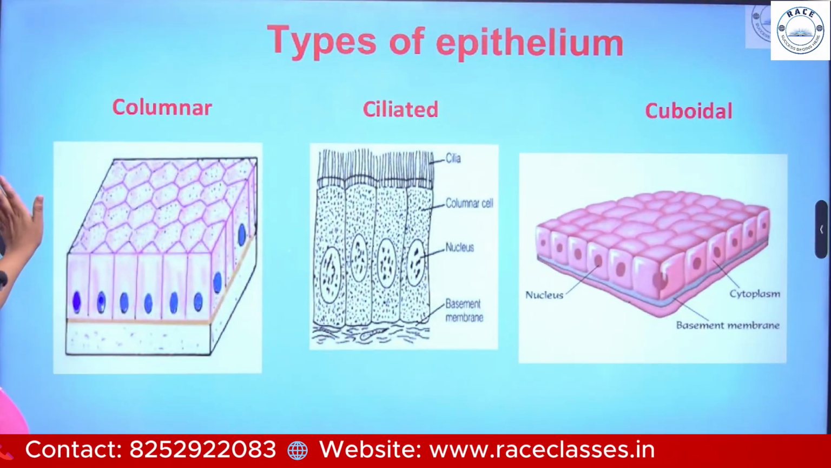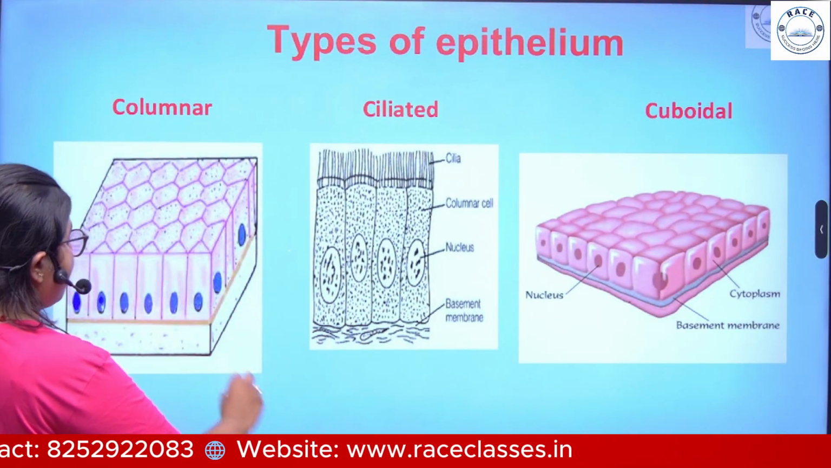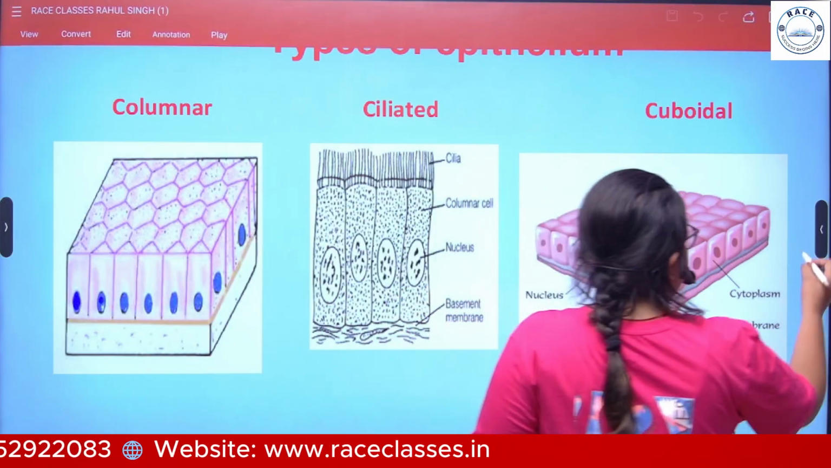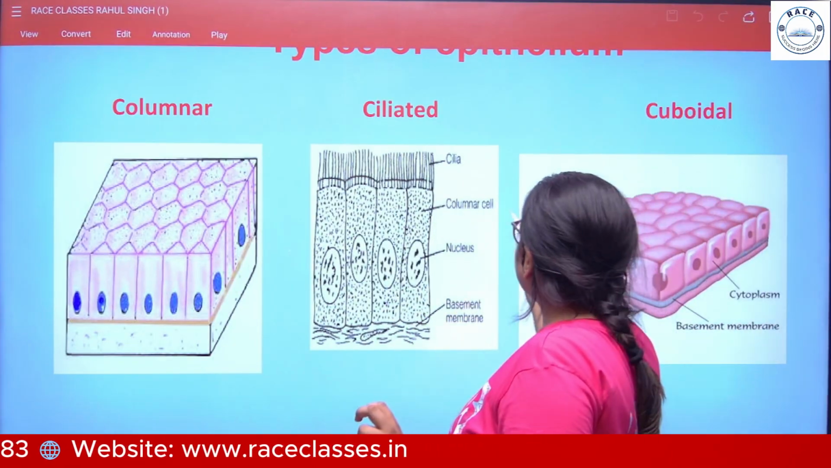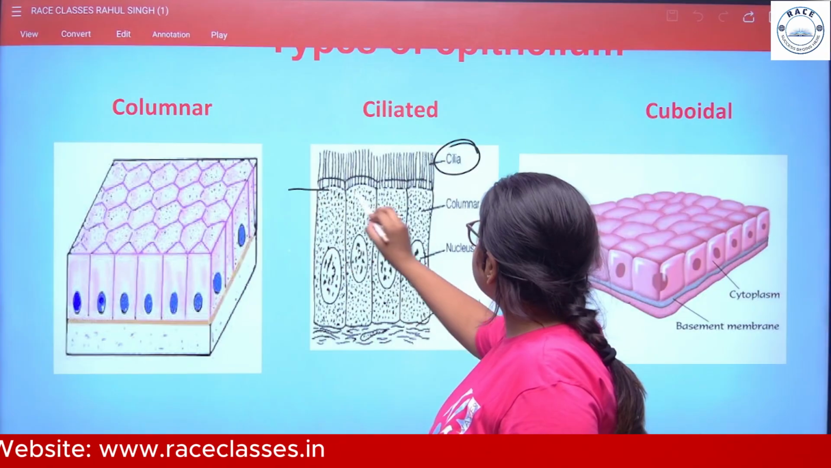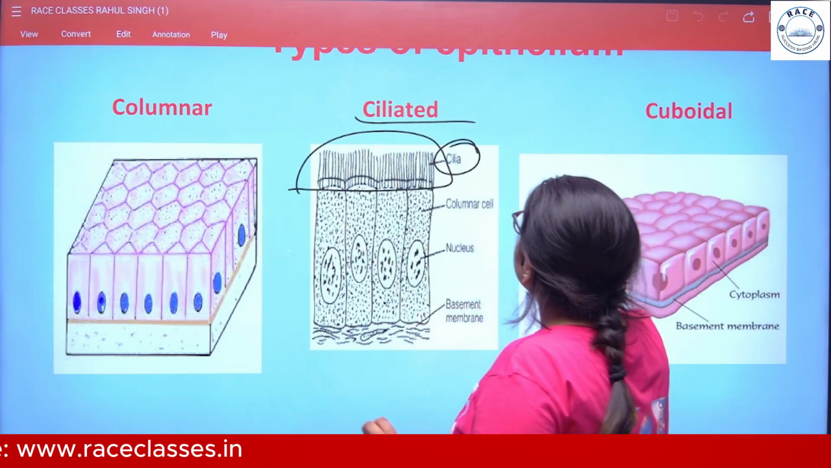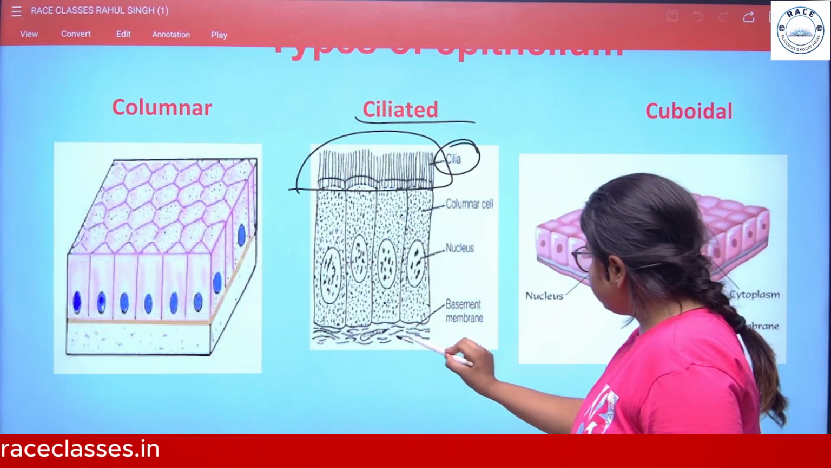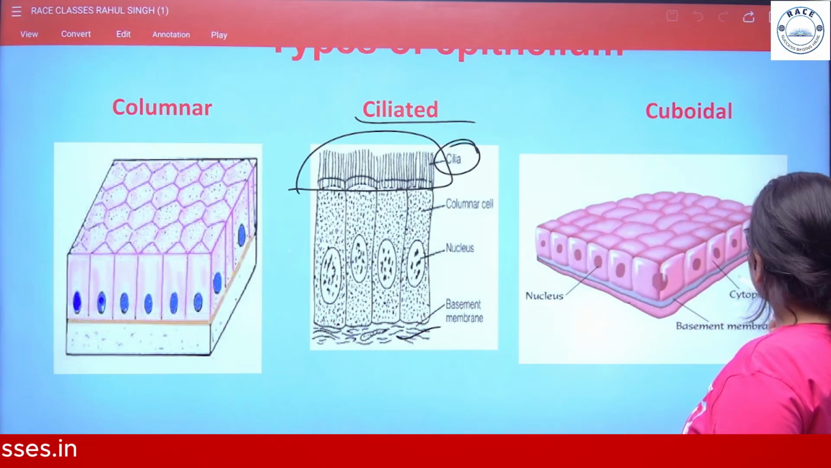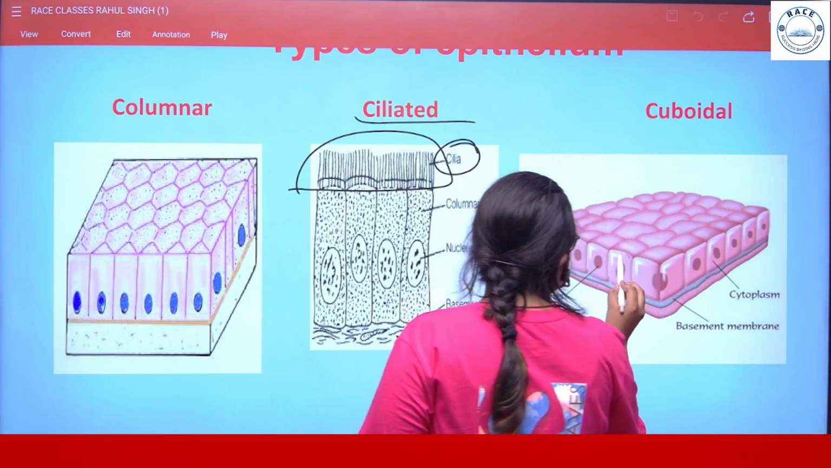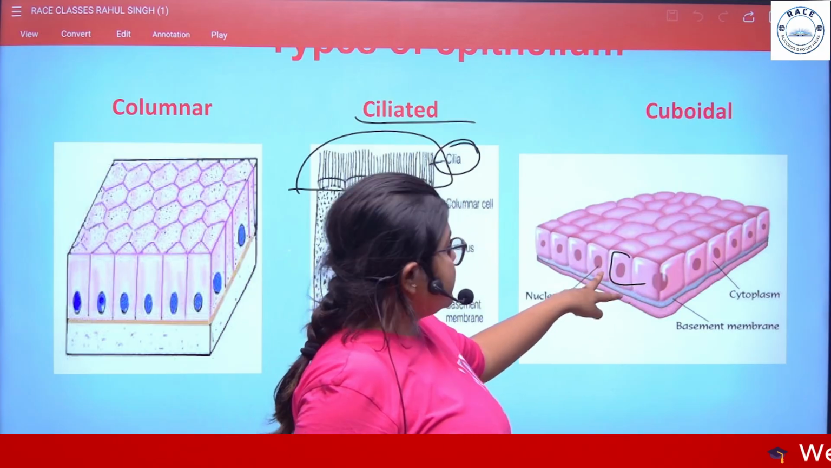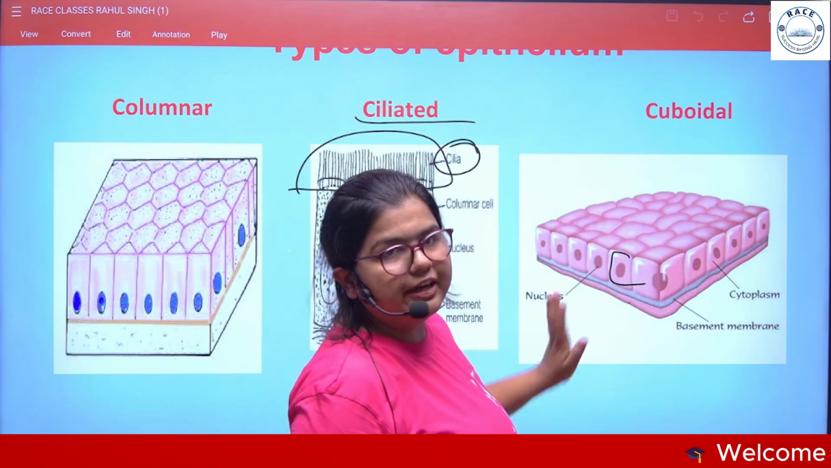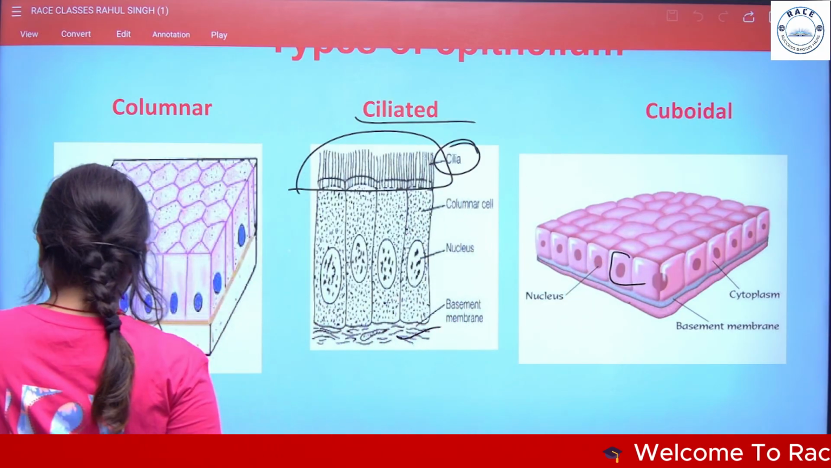This is a picture of columnar cell. You can see the base of the cell has the nucleus and the cilia is present at the upper surface in the ciliated one, and this is the basement membrane, and this is cuboidal. Here the cells are cube-like, and you can see here the nucleus is present in the center only, not in the base.